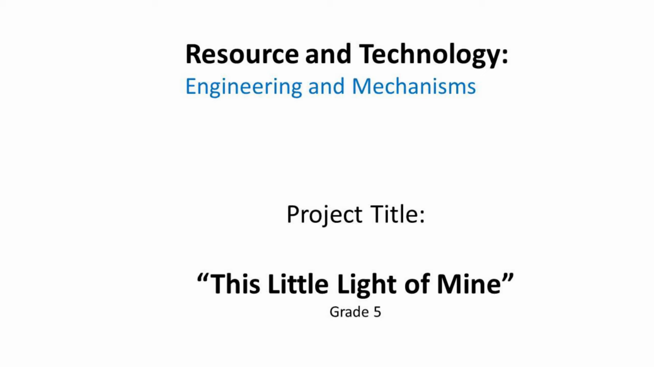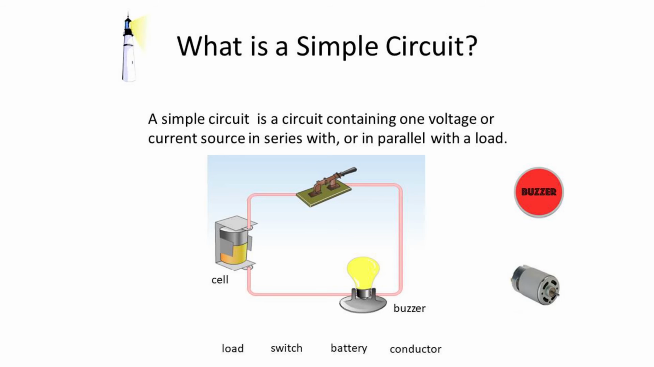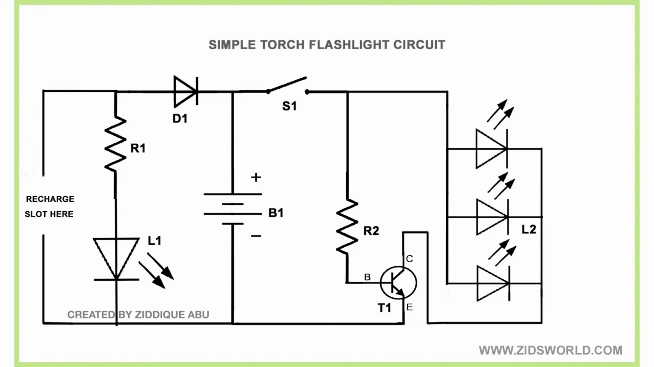Welcome, boys and girls, to our engineering and mechanism project at grade 5. The title of our project is This Little Light of Mine. I know some of you may be thinking about Sunday school, but not today. We'll be exploring how you use a battery as the source to produce light. In this case, we'll be looking at how you design a flashlight. But later on, we can explore how you can utilize these principles in making other electrical or lighting circuits.